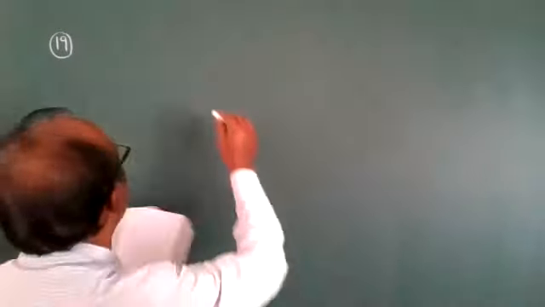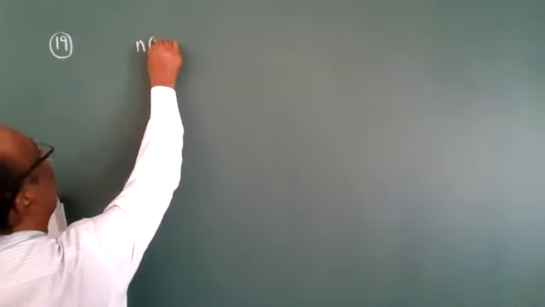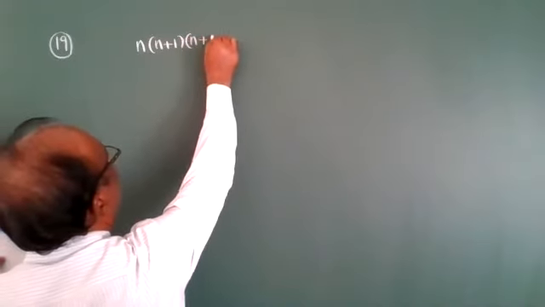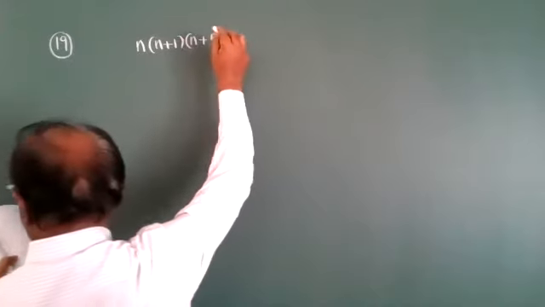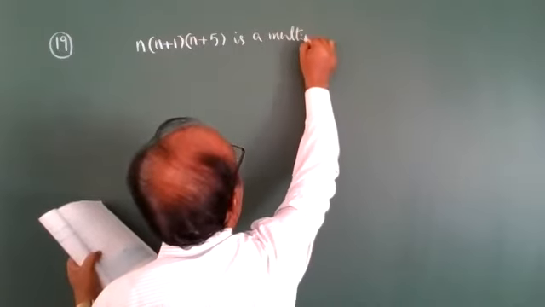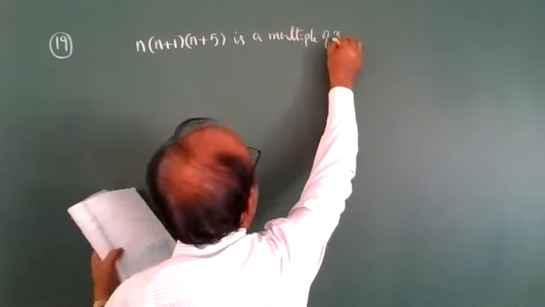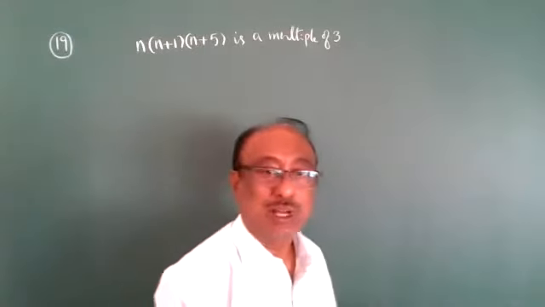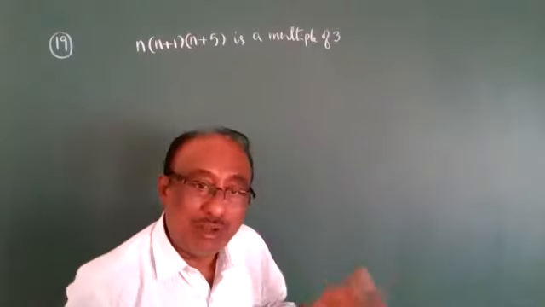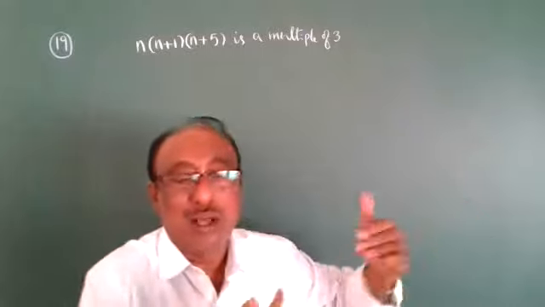By using the principle of mathematical induction, the given problem is: n into n plus 1 into n plus 5 is a multiple of 3. This is the first model. Step 1, step 2, step 3. Step 2 is changing, and step 3 also becomes a simplification, not a long procedure.